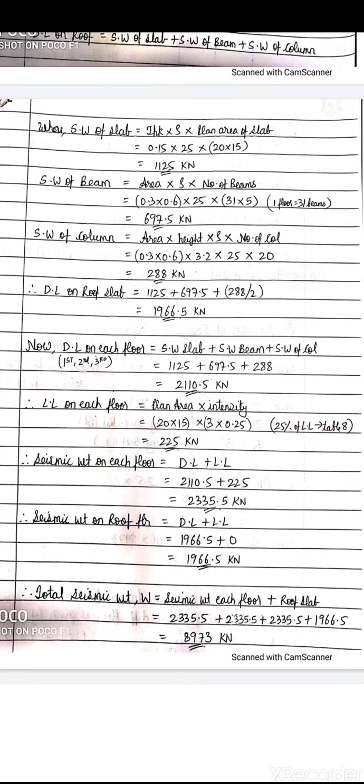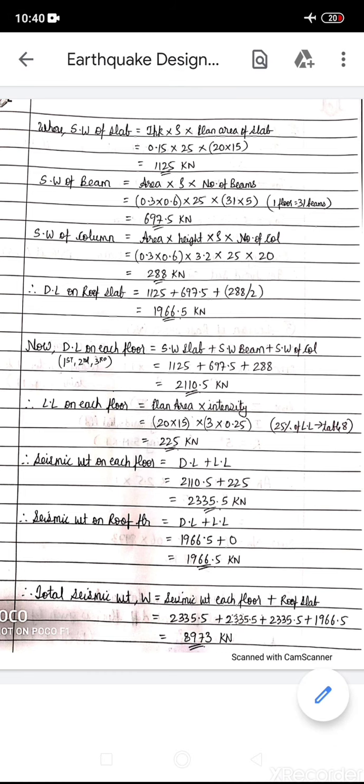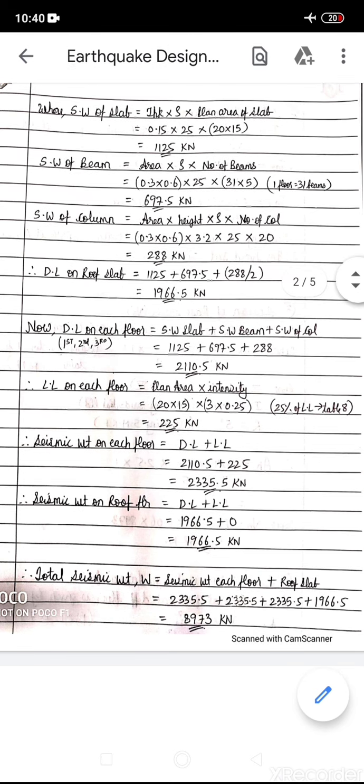Now let us find the live load on each floor. For the live load on each floor, we have been directly given the intensity, that is 3 kilonewton per meter squared. We can find this with the help of plan area into the intensity. Again, as I mentioned earlier, if the live load is equal to or less than 3, we have to take 25% of the live load, which is given in Table 8 of the IS code. So we got the live load on each floor as 225 kilonewton.